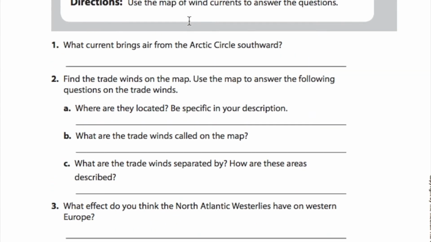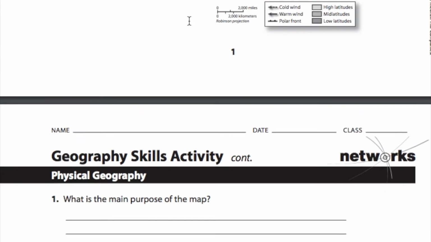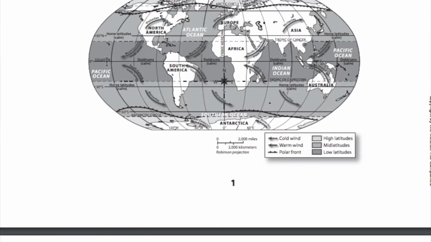Number two, find the trade winds on the map. Use the map to answer the following questions on the trade winds. Now let's find those trade winds. Trade winds, again, are right through this tropical section here. They are a lot of times in this easterly direction, but they're all called trade winds. Either they're coming from what would be the southern hemisphere or the northern hemisphere into that tropics near the equator.